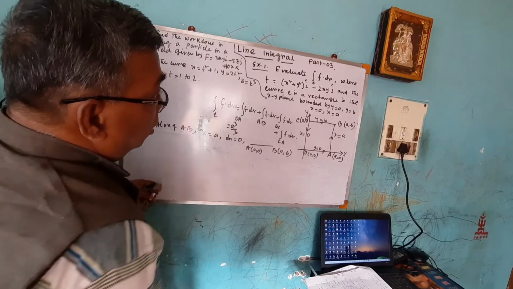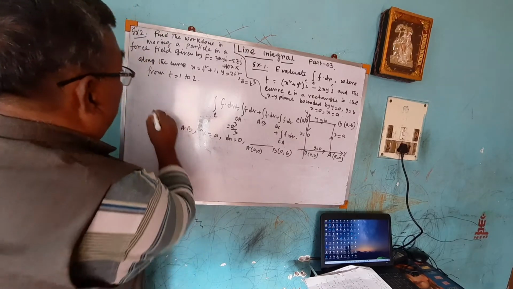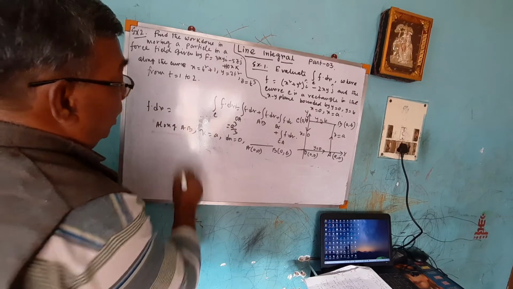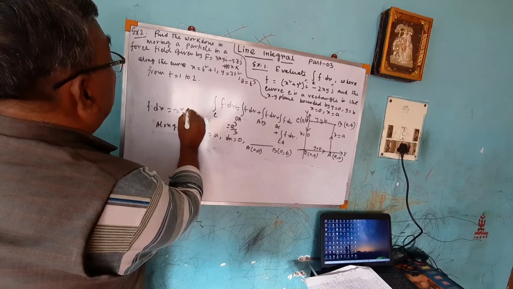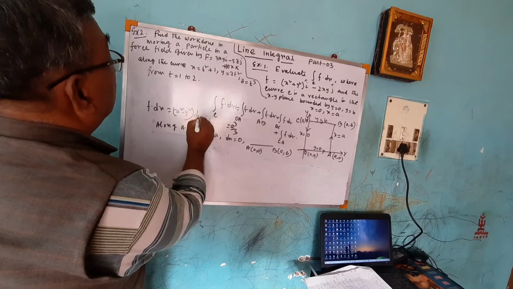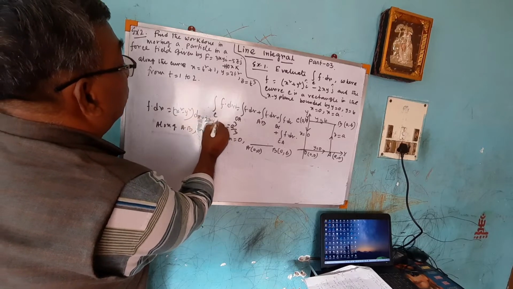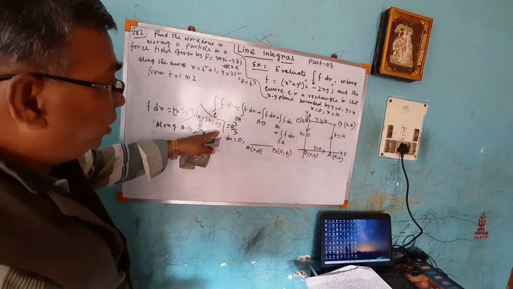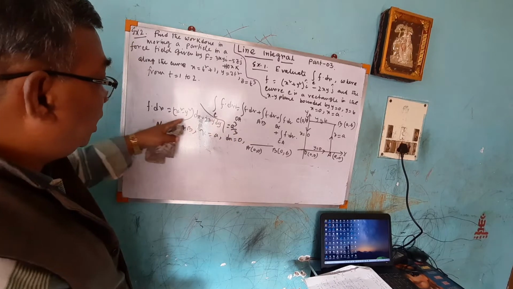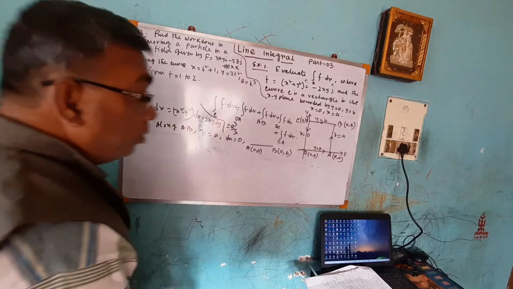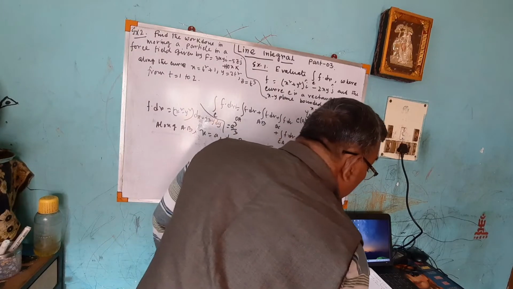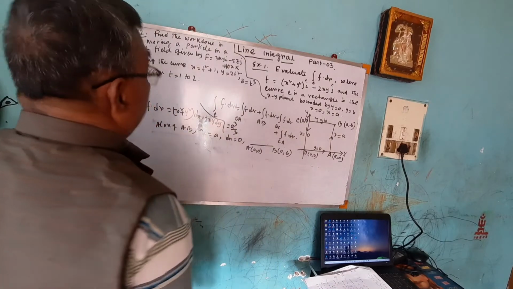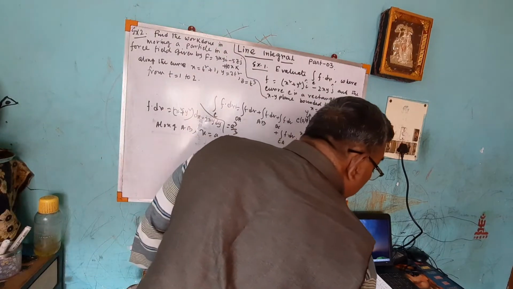That means what was our f dot dr? What was f dot dr? It was x square minus y square into dx minus 2xy dy. We already calculated. Just I removed this part. F dot dr is this. So now, x square plus y square, it was plus actually. X square plus y square dx minus 2xy dy.